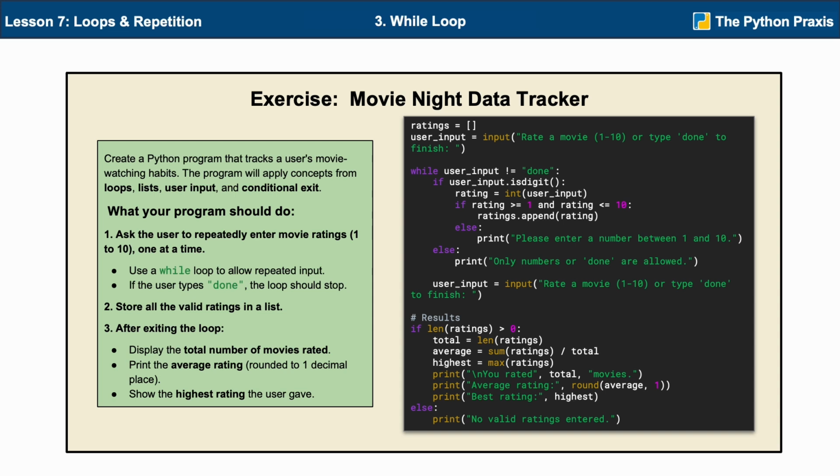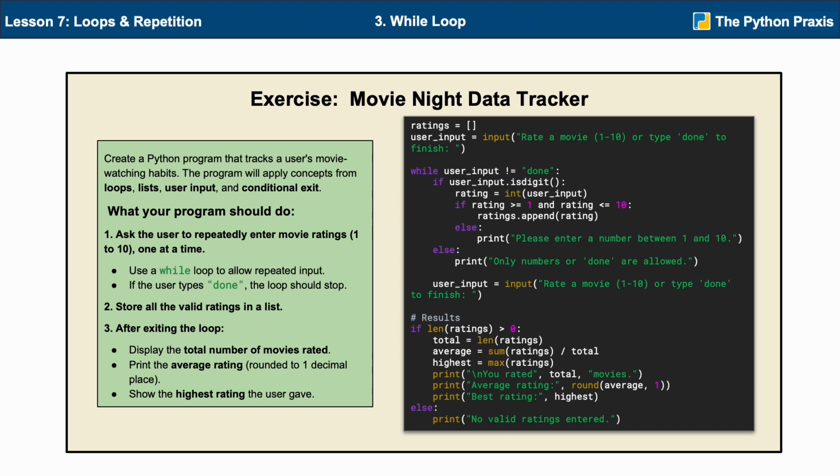Next, we have an if conditional: if user input is digit. In this line, we check if the input from the user is made of digits only. If it is, in the next line, we convert the string to an integer and store it in variable rating. After this, we have another nested conditional. We validate whether the input from the user is in the valid range. Only numbers between 1 and 10 are acceptable. If it's valid, we add the rating to our list using the append method.